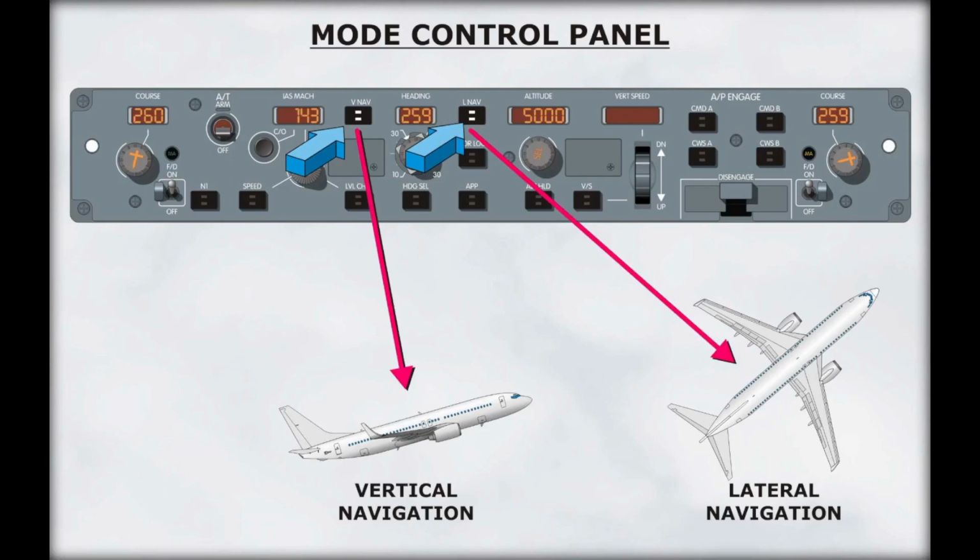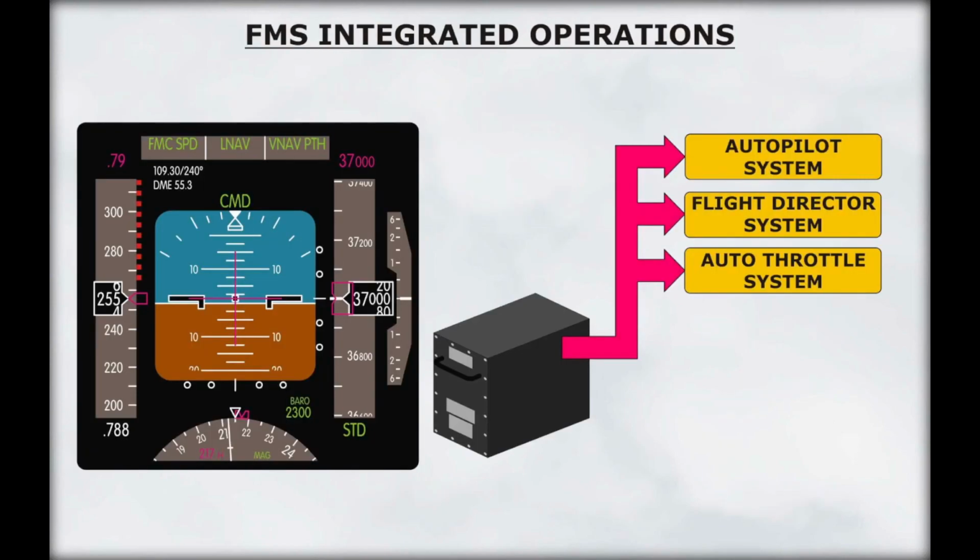The autopilot switches on the mode control panel are used to engage the lateral and vertical modes of navigation. The VNAV switch engages the vertical navigation mode, and the LNAV switch engages the lateral navigation mode. During integrated operations of the FMS, the FMC commands the autopilot and auto throttles to fly the aircraft on the optimum flight profile.